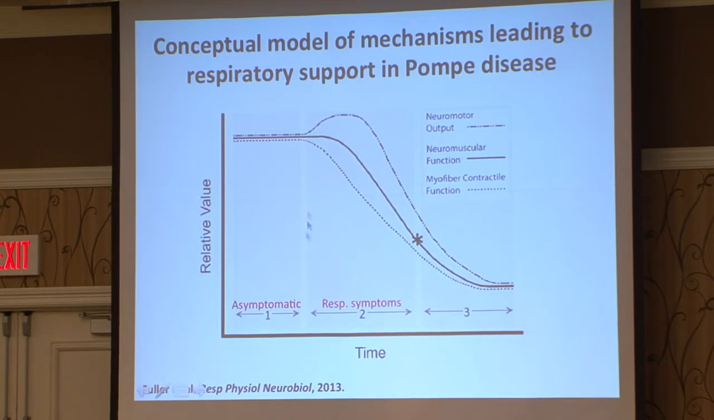But there comes a point when we can measure respiratory symptoms, and we may be able to measure some decline in contractile function earlier in muscle. Initially, we may actually get a compensatory increase in neural output. We're trying to maintain function, so the nerve is working harder to keep the muscle output what it can be. But eventually, we see pathology both in neural and muscle, and we reach a point where support is needed in order to sustain function.